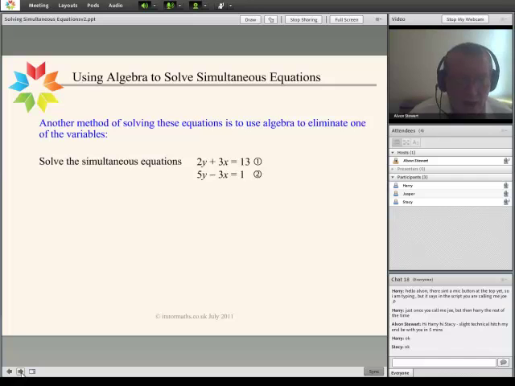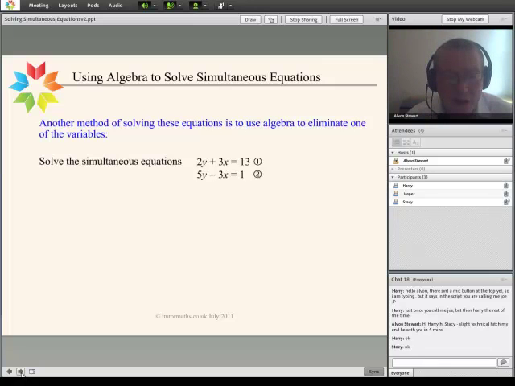But also, and a lot of times in your exam papers, you will be asked to do this algebraically. So here are our two equations this time. 2y plus 3x equals 13 and 5y minus 3x equals 1. So Harry, which of those terms, the x terms or the y terms, would you get rid of first? Would you eliminate first?